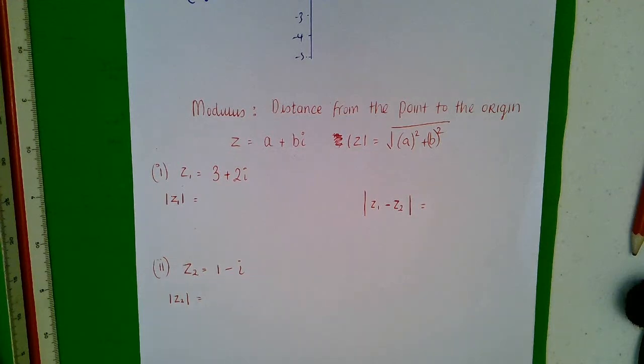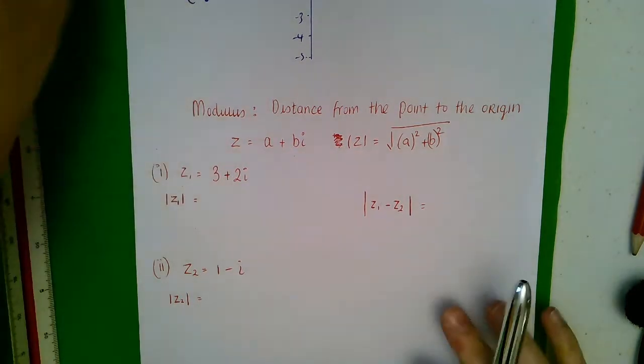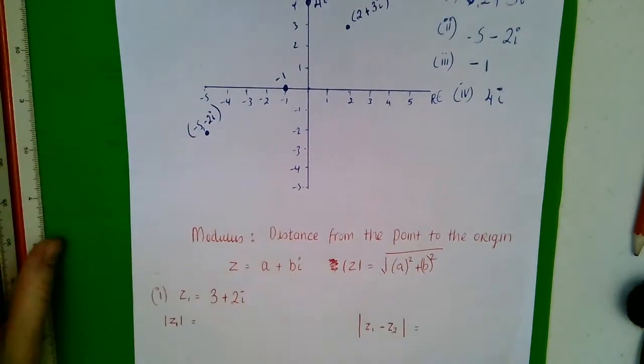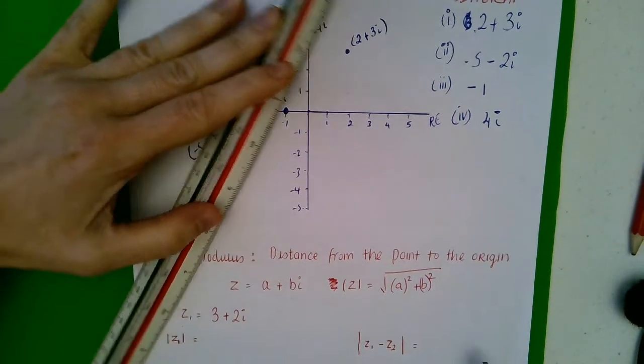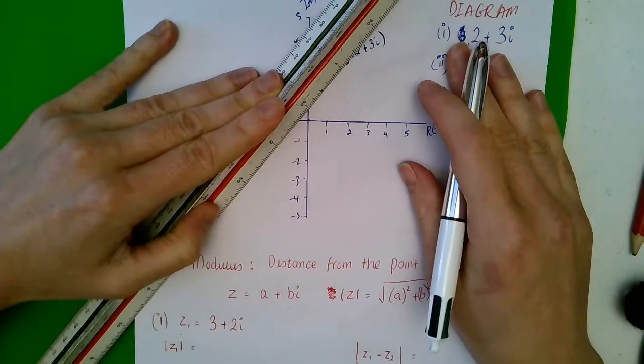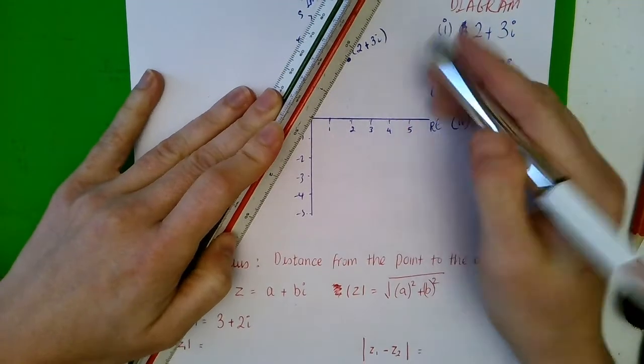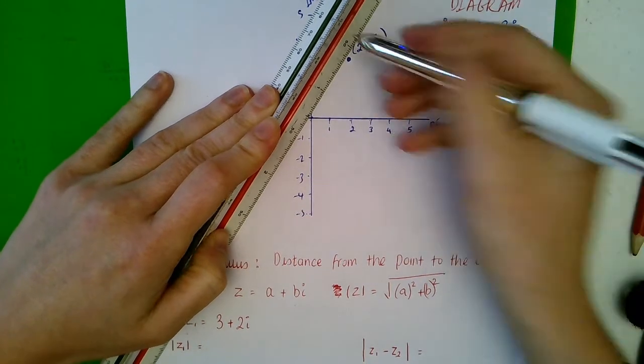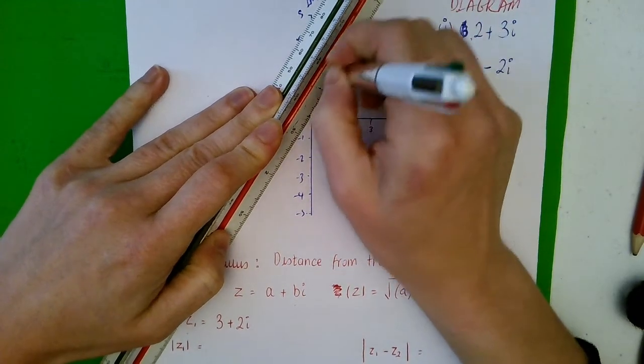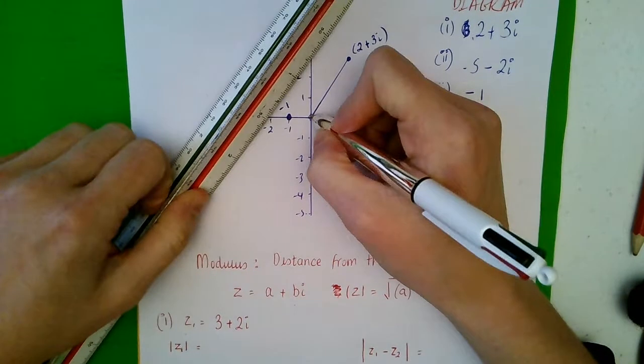In this video we're going to be looking at finding the modulus of a complex number. All the modulus means is the distance from the complex number to the origin, which is 0, 0. So if we go back to our Argand diagram, by finding the modulus, you're just finding the distance between the point and the origin, which is 0, 0. So you're finding the length of this line segment here.